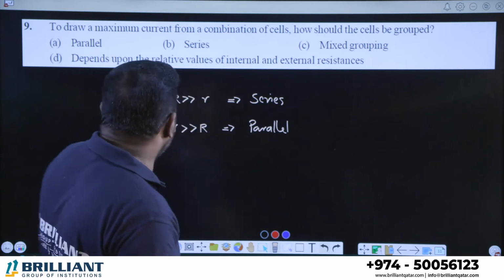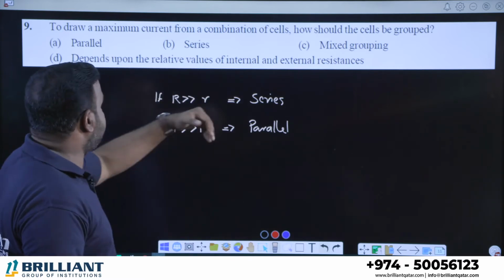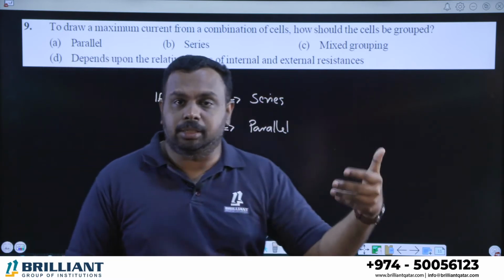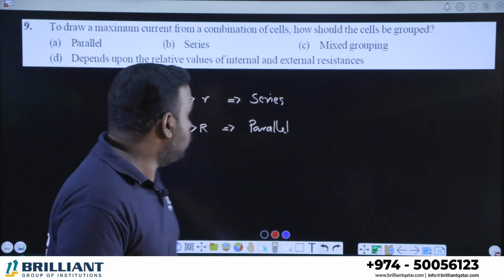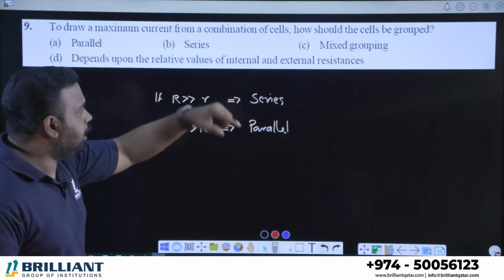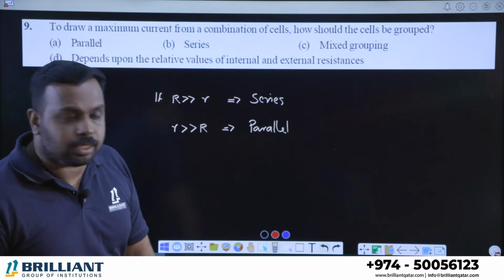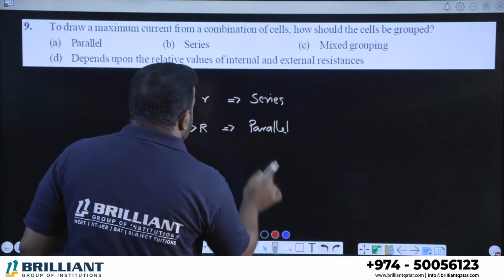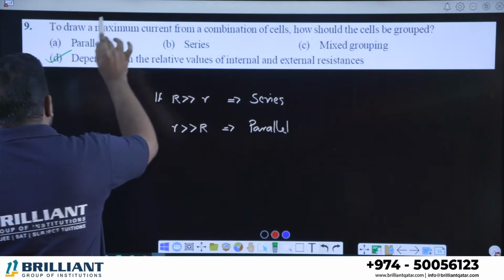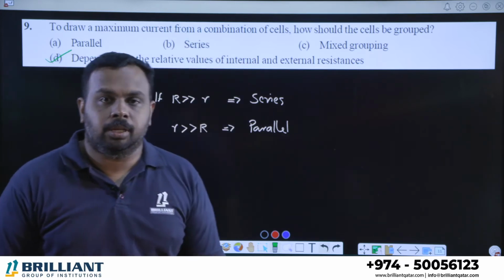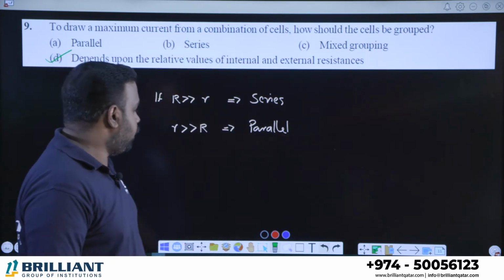So what will be the answer for this question? Here they did not say which resistance is bigger, internal or external. So the answer is, it depends upon the relative values of internal and external resistance. So our answer is option D. Okay, so we are going to the next question now.